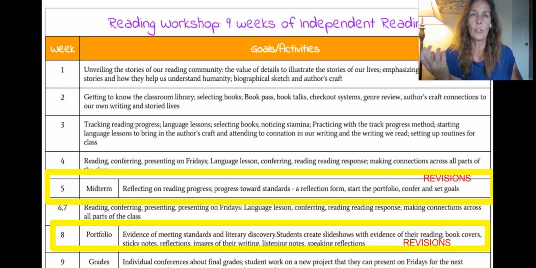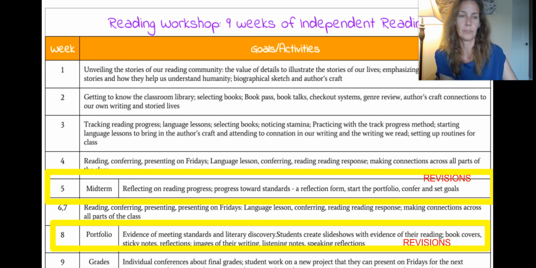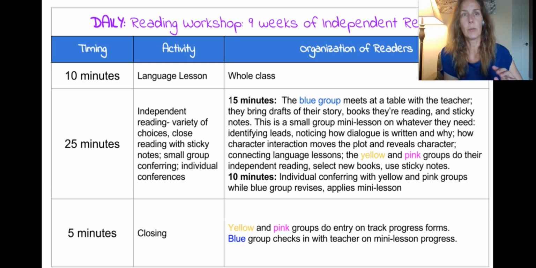You've looked at their portfolios, you know what else you can do to support them. You develop some more mini lessons, and then they revise, update their portfolio. And then week 9, you have individual conferences about their final grades. So the way that you see growth is from beginning, middle, and end. And the students are pointing to the evidence that shows how their reading has changed, how their thinking about reading has changed, where they can point to specific skills that you taught, and you'll see all the evidence that you need right there.